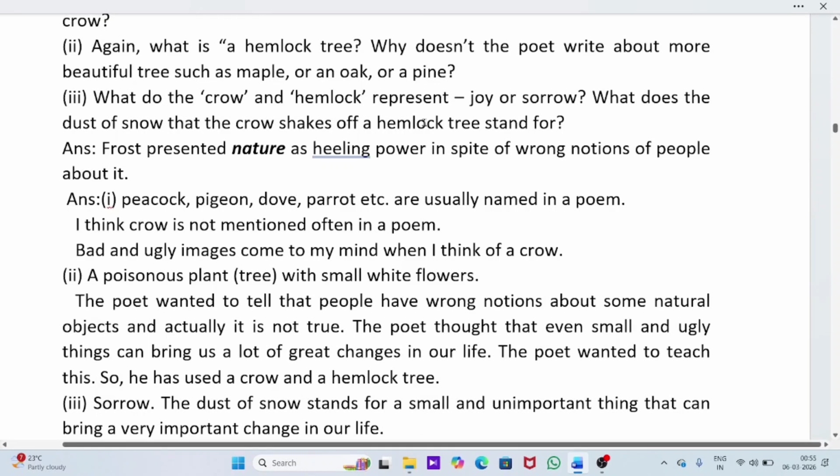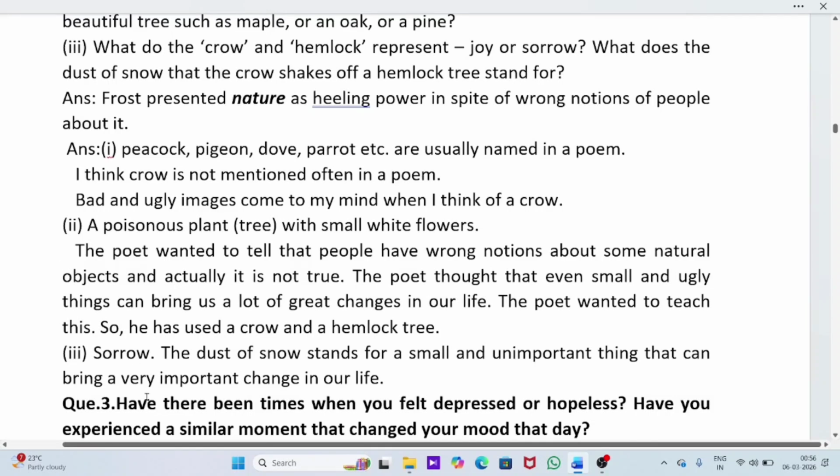What do the crow and hemlock represent? Joy or sorrow? Sorrow. What does the dust of snow that the crow shakes off a hemlock tree stand for? The dust of snow stands for a small and unimportant thing that can bring a very important change in our life.